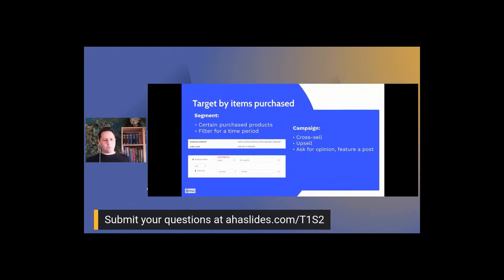Target by items purchased. This is what I was saying. I actually made a little mistake here. So this is the segment here. Let's say you ordered products. Let's say product order contains, let's say, a Fuchs capacitor. And then less than minus 30 days.